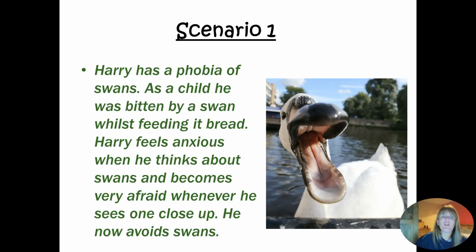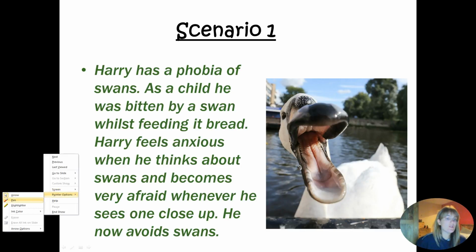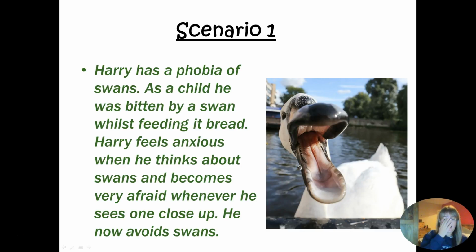All right, let's have a look at this scenario. Often in the exam you can be given a case study or an example and asked to explain why in this scenario, or explain the two-process model using this scenario. Let's identify the classical conditioning parts and the operant conditioning parts. So Harry has a phobia of swans. As a child he was bitten by a swan whilst feeding it bread. Harry feels anxious when he thinks about swans and becomes very afraid whenever he sees one up close.